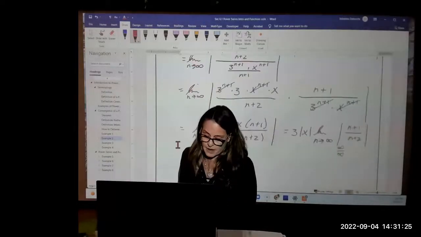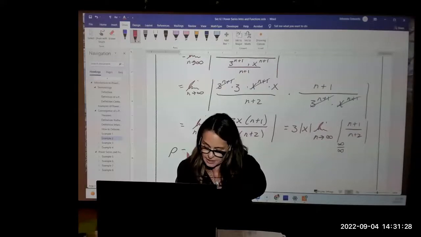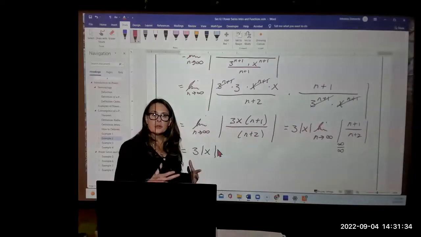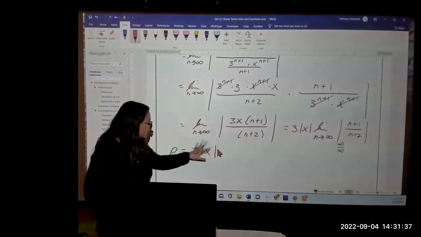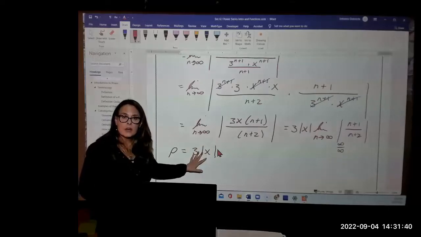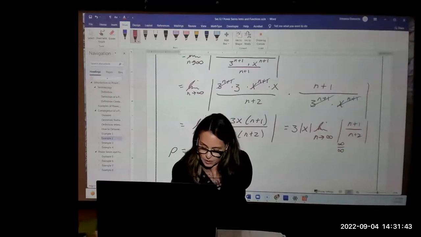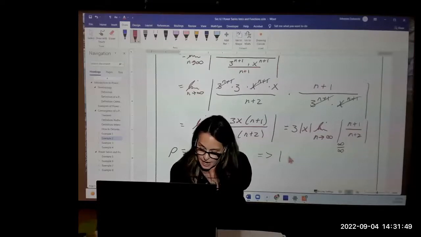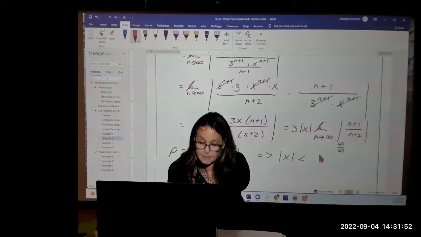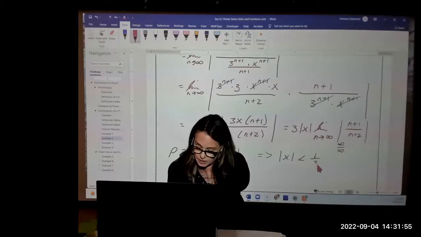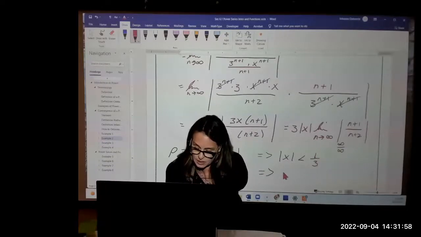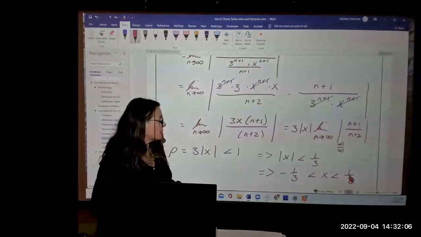So that means that the value of rho from the ratio test is equal to 3 times the absolute value of x. Now, when does the ratio test give you a convergent result? When the value of rho is less than 1. So we're going to take rho and set it less than 1. So this means that we have the absolute value of x, isolating that variable in the absolute values, less than 1/3, which means, of course, that it's sandwiched between negative 1/3 and 1/3, in number line order.